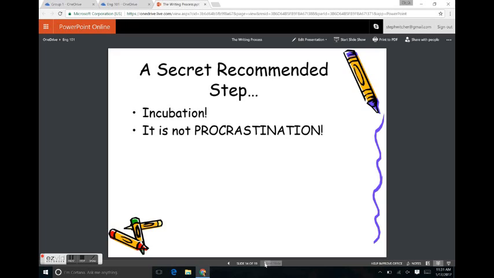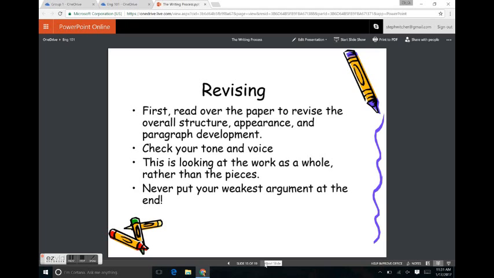So there's a suggestion for you. Once you write that first draft, walk away from it for a little bit. Right, then we're ready to fix it up. So the first step is revising. And the idea with revising is to just look at the paper as a whole. So overall, how's the structure? Overall, how does it appear?